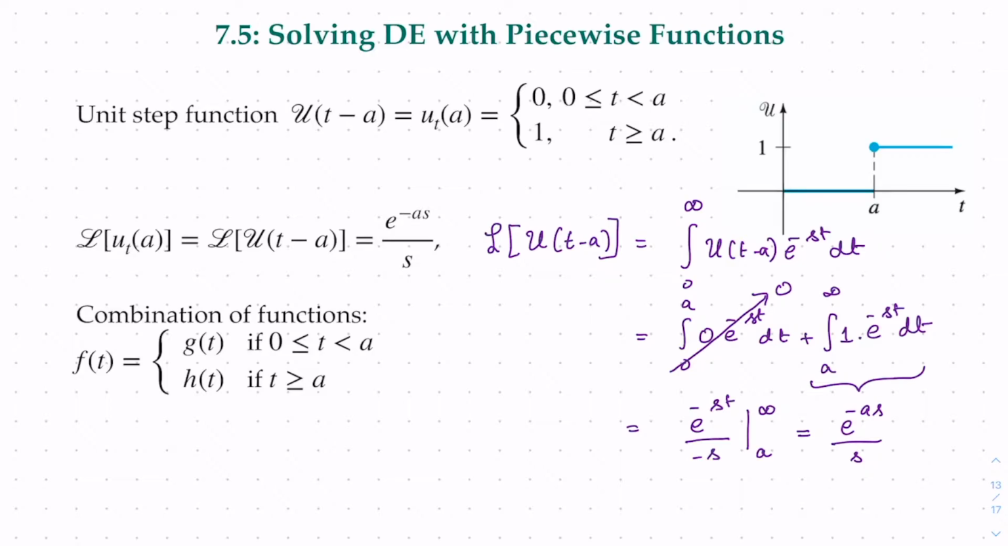Now the good news with this is, using this step function, we can write down any finite linear combination of functions. So for example, here if you take a look, that's f of t, which is g of t between 0 and a, and h of t if t is greater than or equal to a. So that's just two functions. If you try to graph it, by the way, the graph is going to look like this. Let me clean this up a bit.